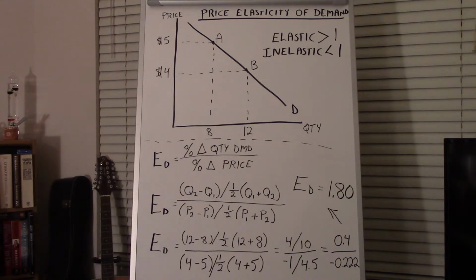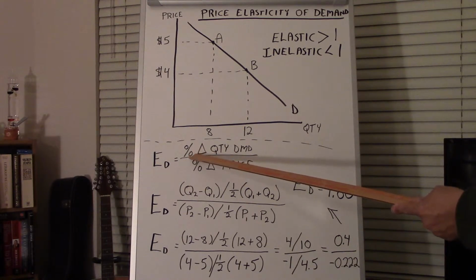Think about it this way. If something is 50 cents and it goes to $1, that's a 50-cent change, but it's a 100% increase. But when we go from $1 back to 50 cents, it's still a 50-cent change, but it's only a 50% decrease. And we want to take away those issues. So what we do is we use what we call the midpoint formula. And the midpoint formula is simply this.